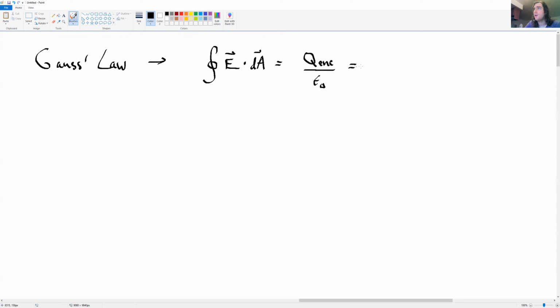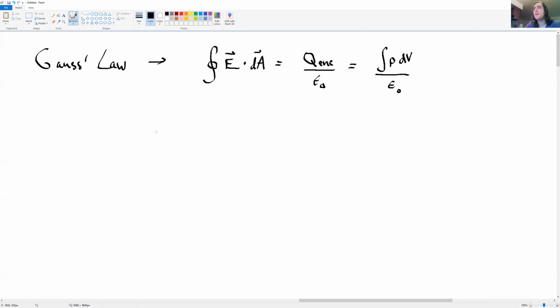Now, the charge enclosed we could write as some integral over a density, right? Some kind of density here. So we have integrals on both sides if we want to, right? Usually the charge you have to find by doing some sort of integration.